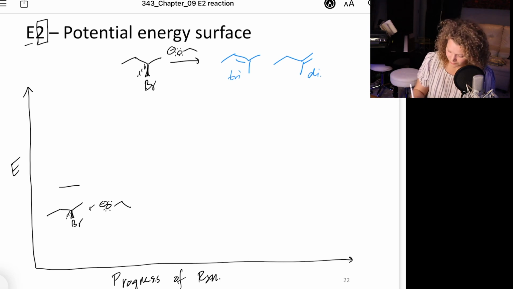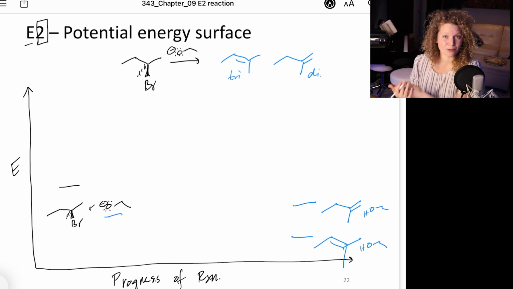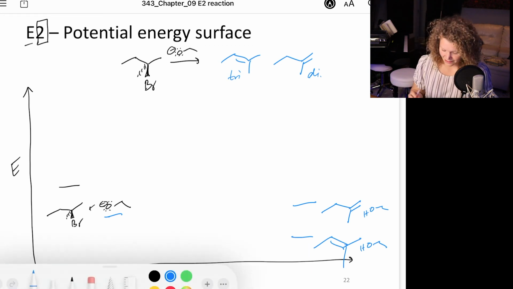Okay, and we can also fill in the products that we have here on the right. We know that a tri-substituted alkene is more stable than a di-substituted alkene. Now, both of these will also have ethanol because the alkoxide, or this ethoxide, picked up a proton. All right, so we have our starting material and our products. Our products are lower in energy here. We've got a carbon-carbon double bond. The heat of formation of this compound is lower.